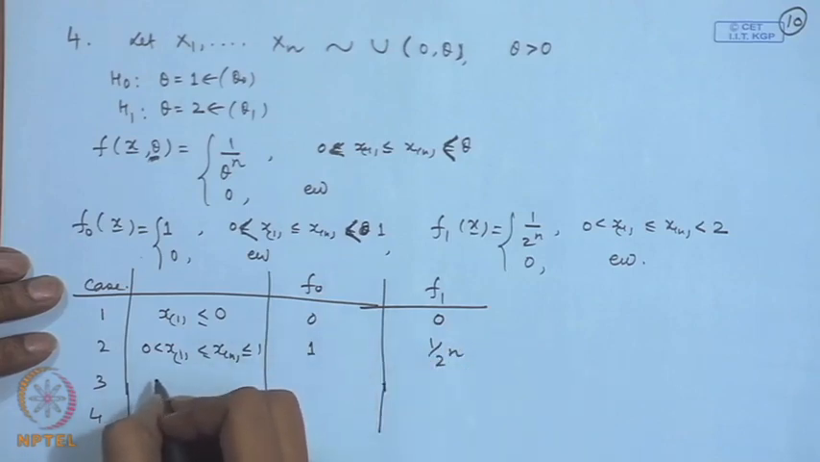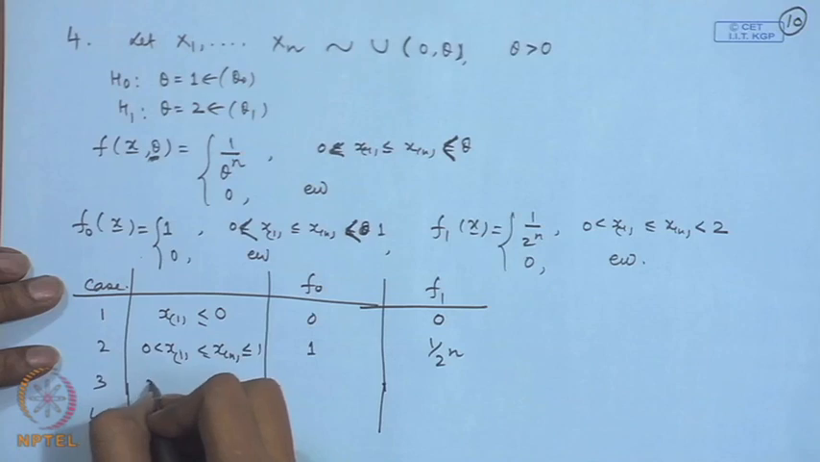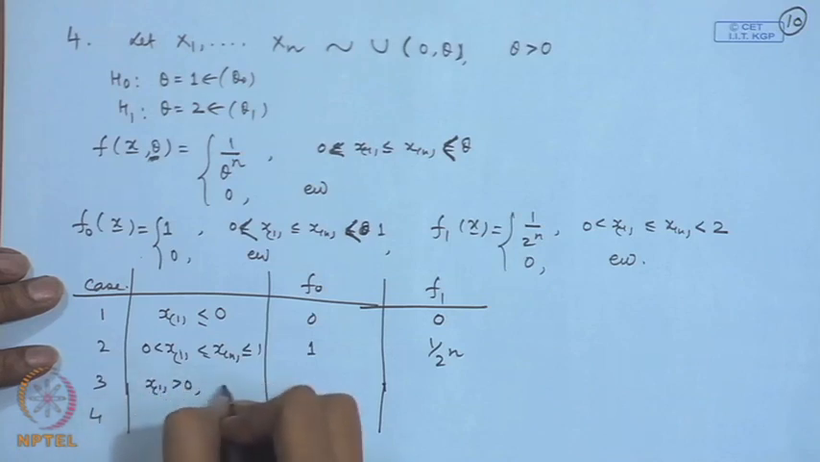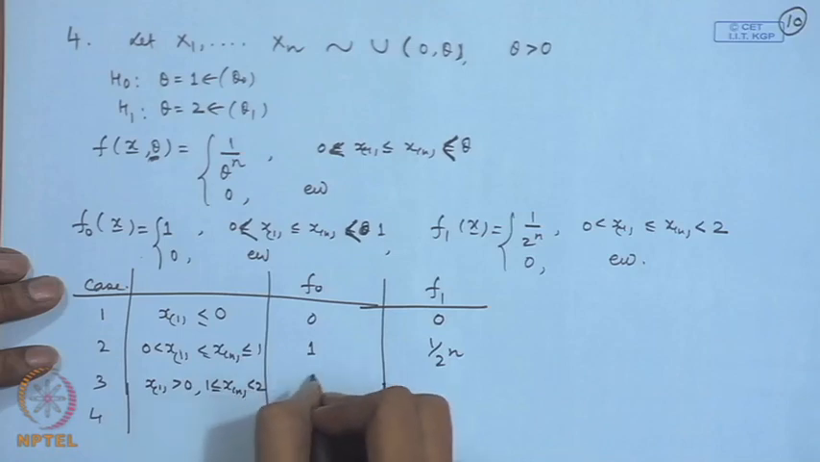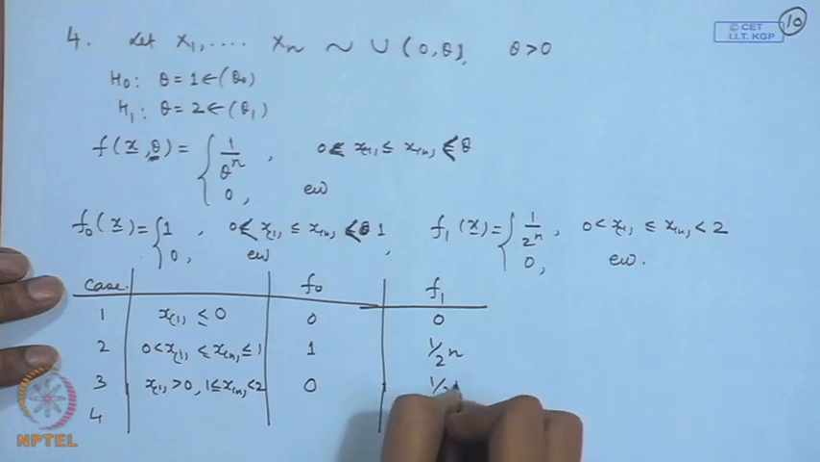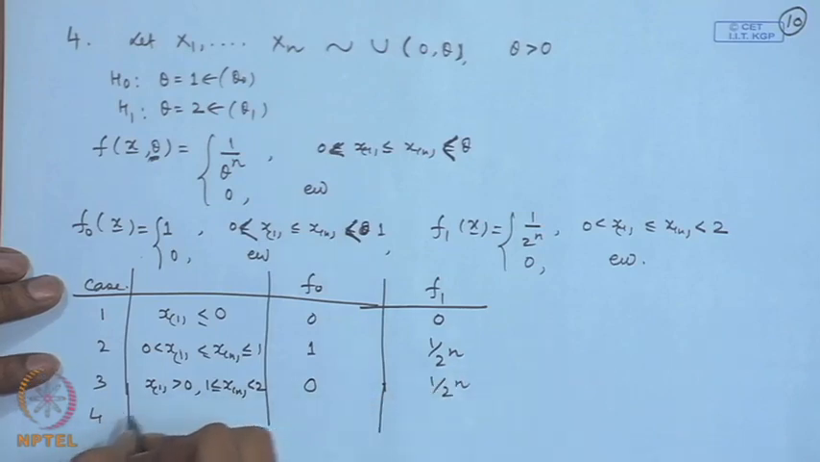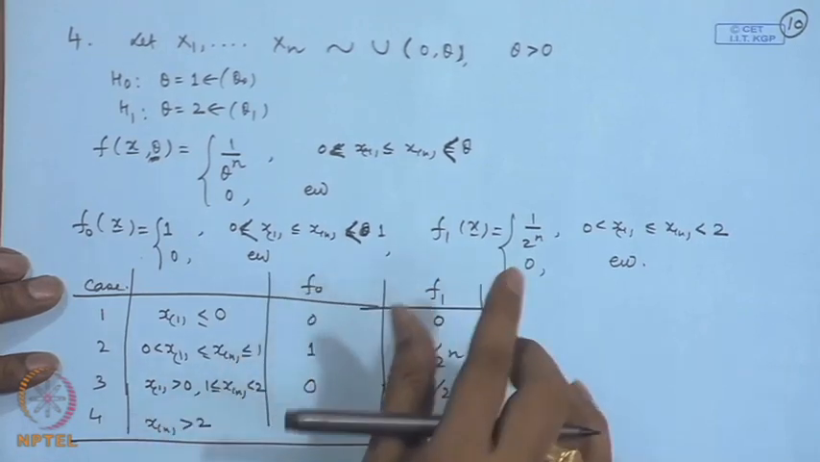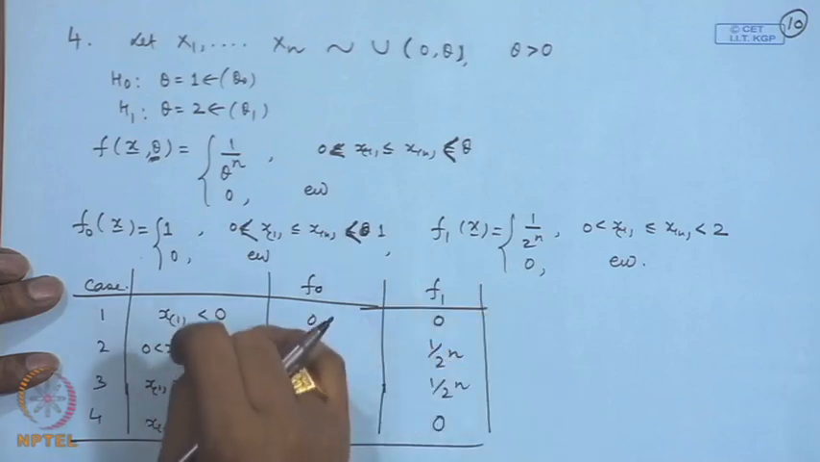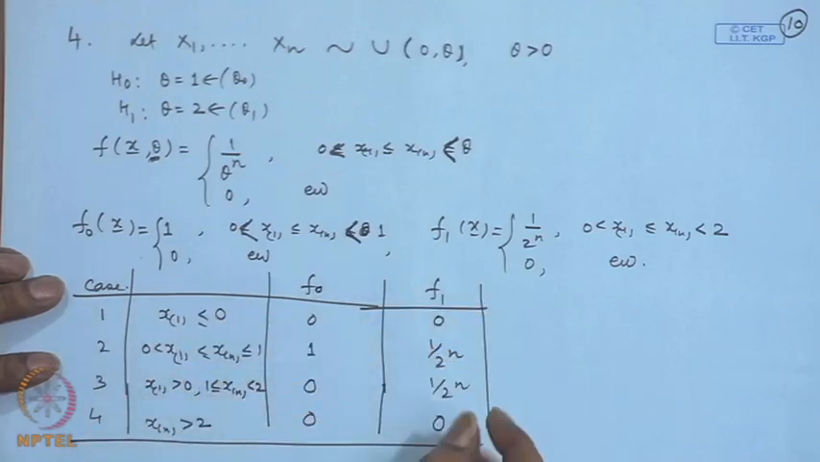Then we may have say x 1 of course may be greater than 0, but x n is beyond 1. In that case what will happen is that this first density becomes 0, however the second density remains 1 by 2 to the power n. And then we may have the extreme case that is x n is greater than 2, then this is 0 and this is 0. So, broadly speaking we have to consider the f 1 greater than k f naught from the Neyman-Pearson lemma under these 4 cases, okay.